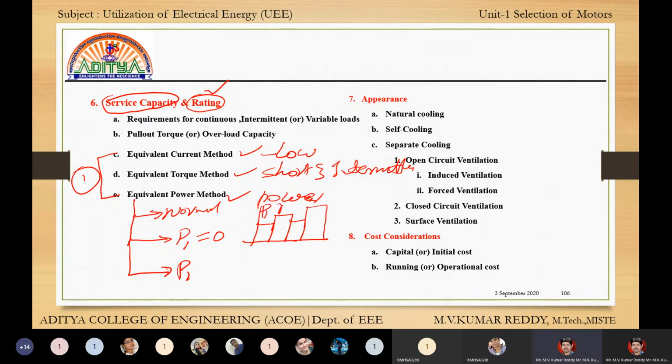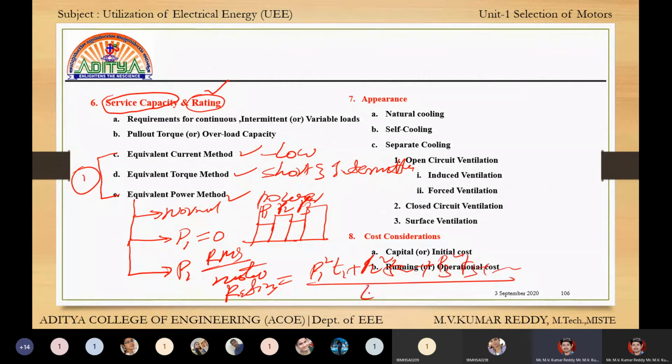This is P1, P2, P3, and the formula is an RMS value. The formula for the motor rating is: motor rating equals the square root of P1 squared T1 plus P2 squared T2 plus P3 squared T3, and so on, divided by the sum T1 plus T2 plus T3 up to Tn. This is the normal formula.